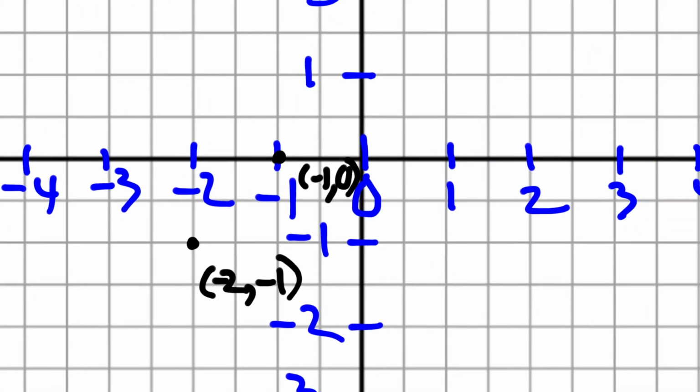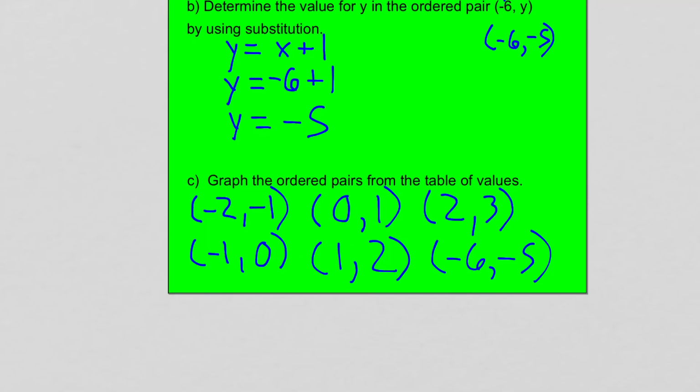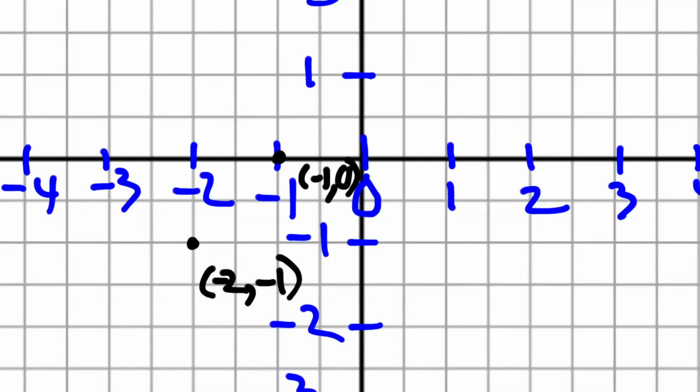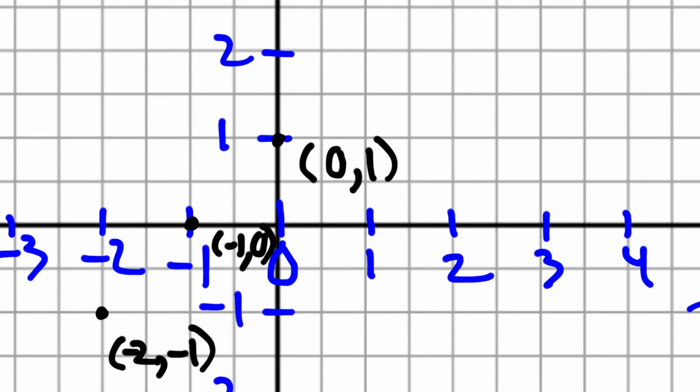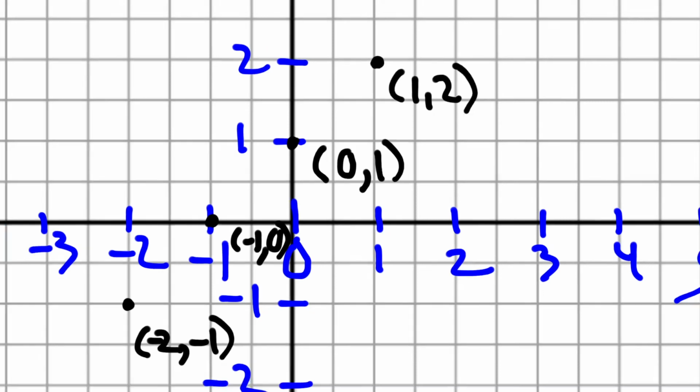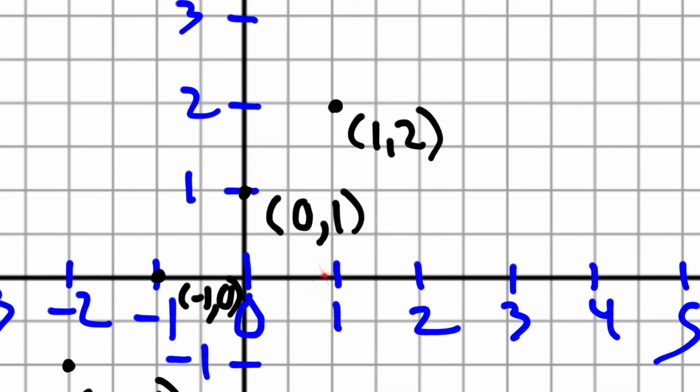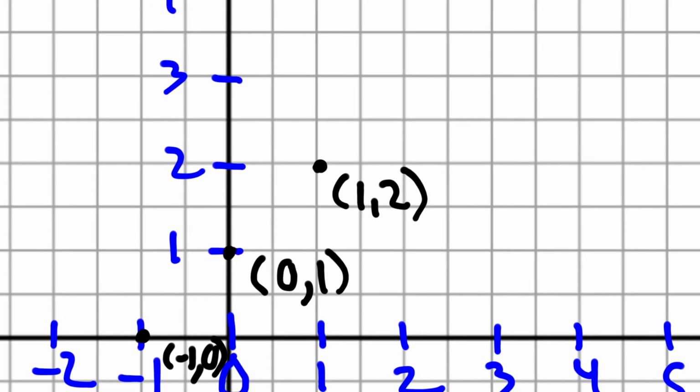And then the next point was 0, 1. So we'll go nowhere on the x-axis, but we'll go up the y-axis to +1. Call that 0 and 1. And then the next point was 1 on the x and 2 on the y. So 1 on the x and 2 on the y, right there. Call that 1, 2. And the next point was 2 on the x and 3 on the y, right up there. So we'll put that point there.